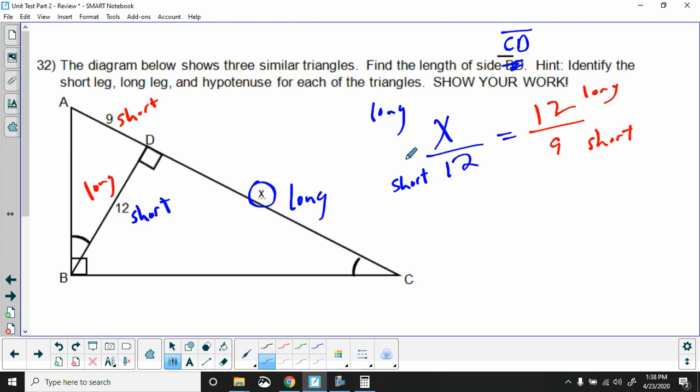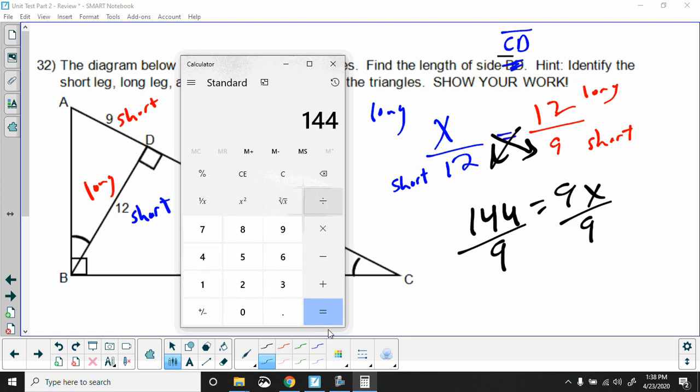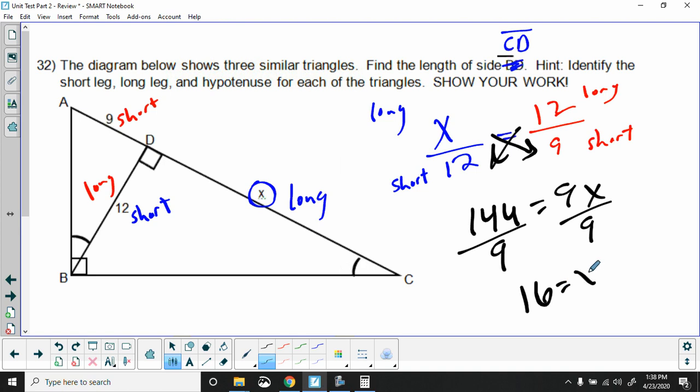12 times 12 is 144. 9x divided by 9. 144 divided by 9 is 16. Sweet. Again, hate to sound like a broken record, but label, label, label, label, label.